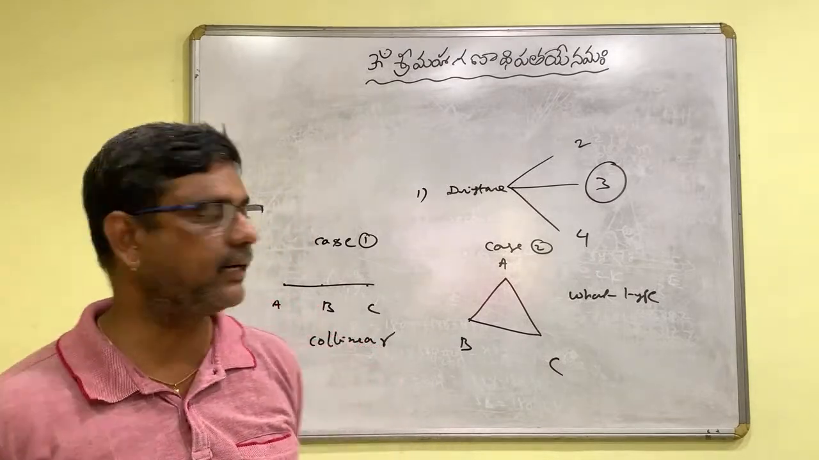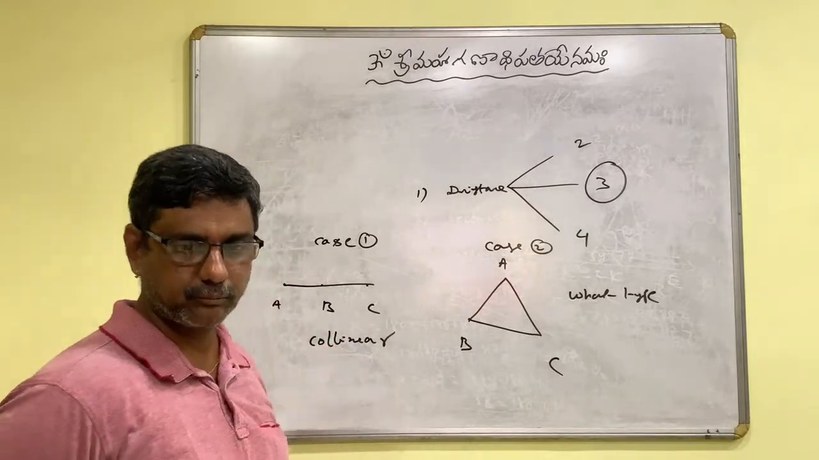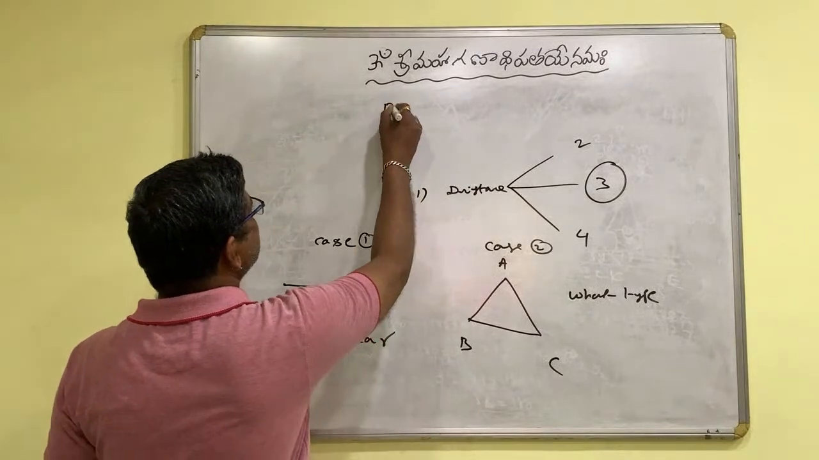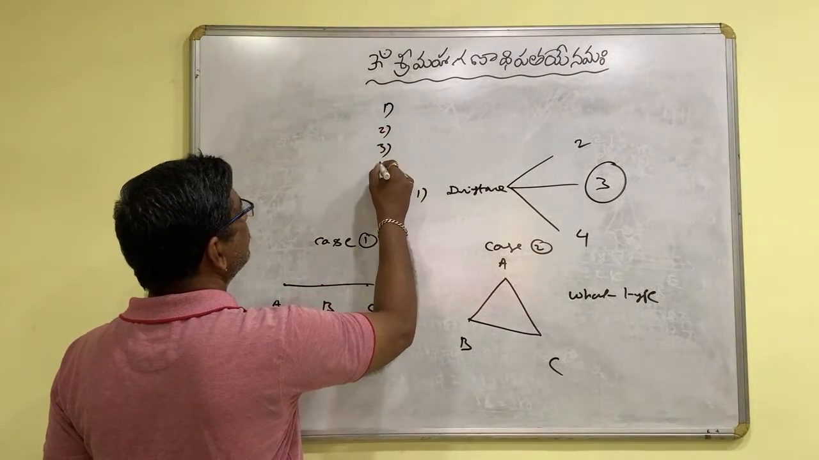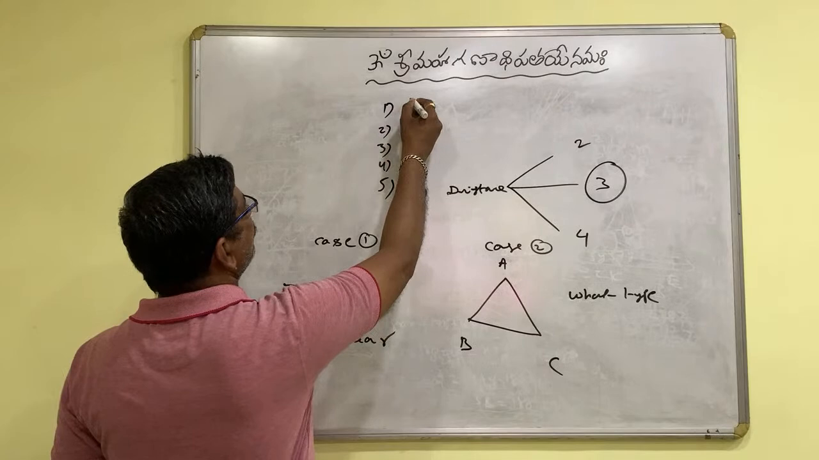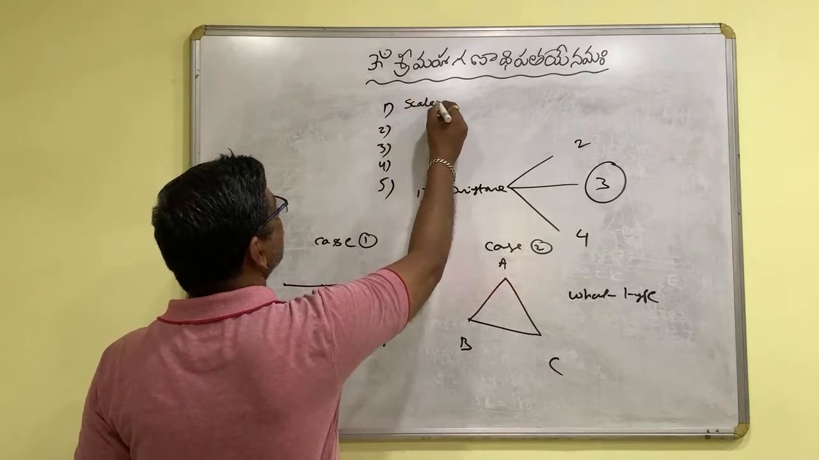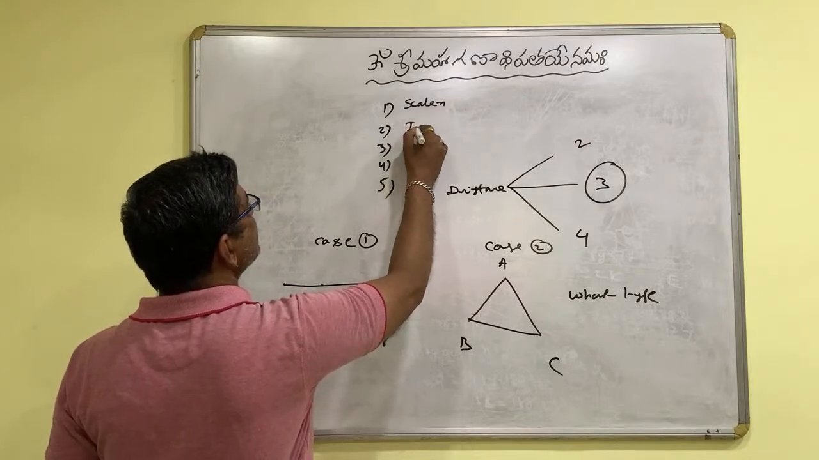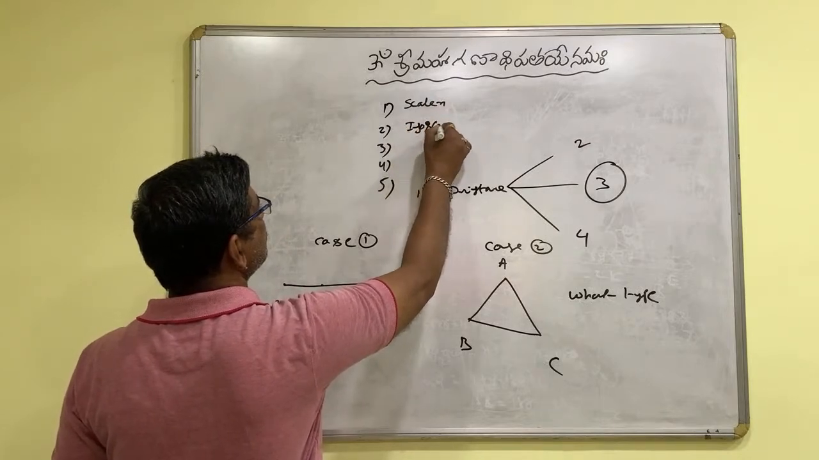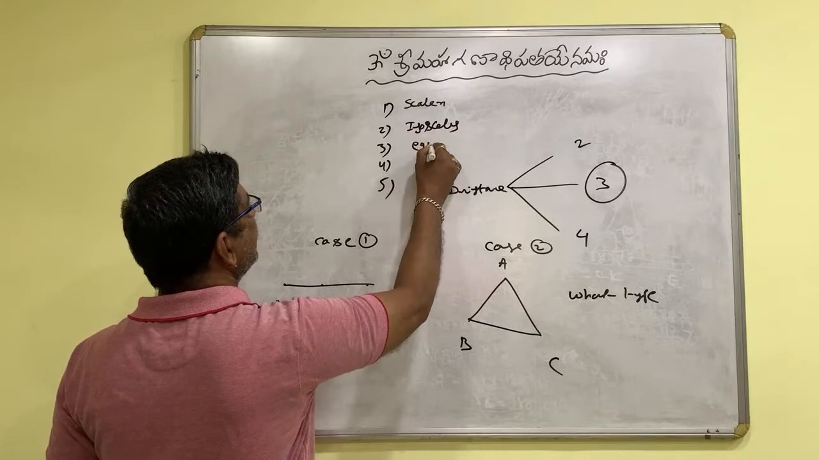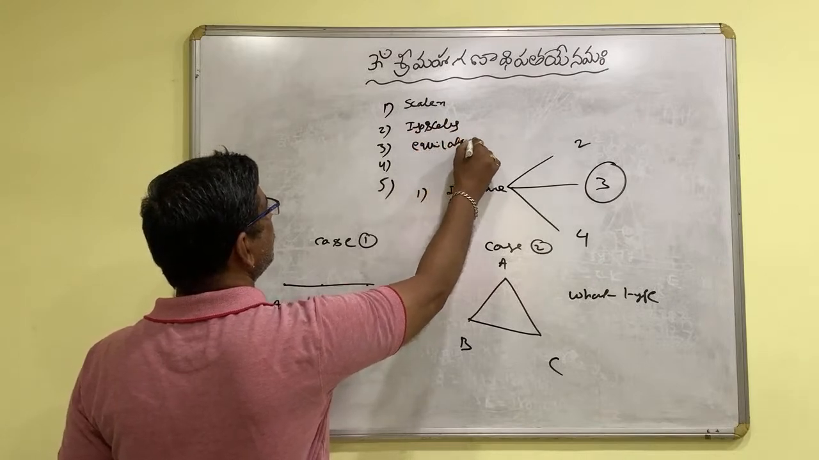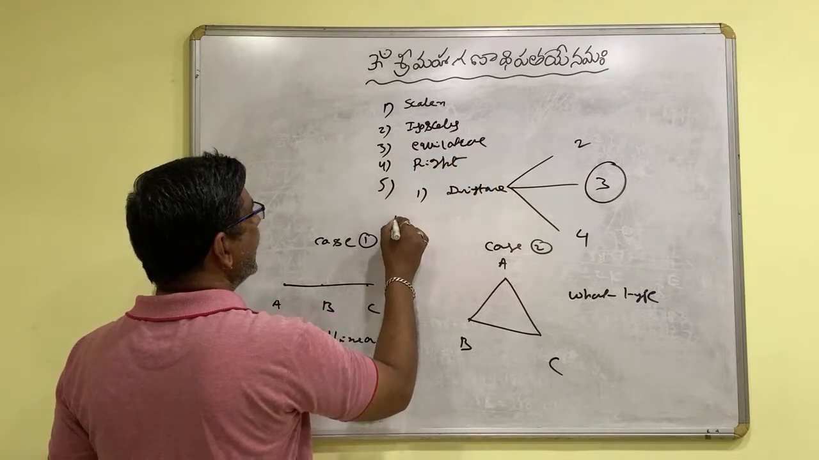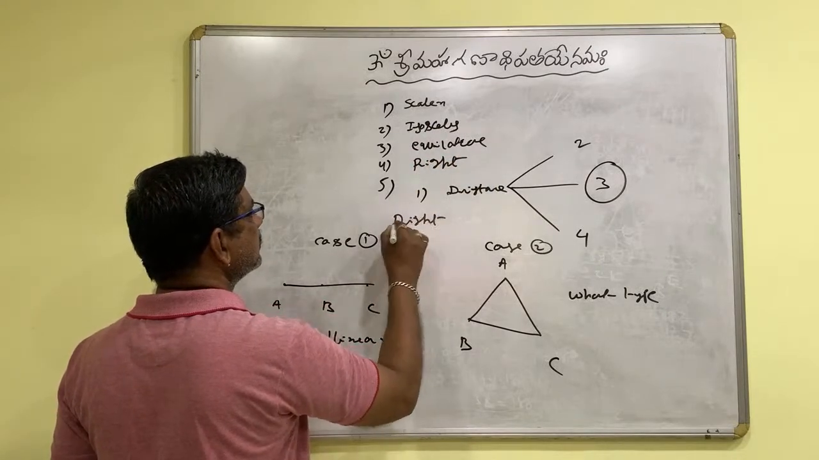Okay, na? But see here, we will discuss only 5 triangles in this lesson. One is scalene, the other one is isosceles, equilateral, right triangle, and right isosceles.